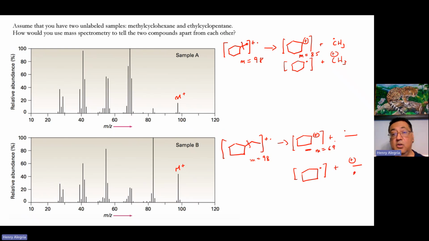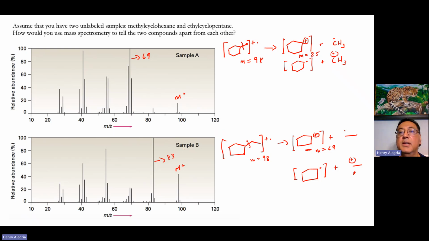So let's look and see if that allows us to distinguish. When I look at sample A, right here, I see a peak at 69. That's actually the base peak. Whereas the base peak for B is this one, which is 81, 83.